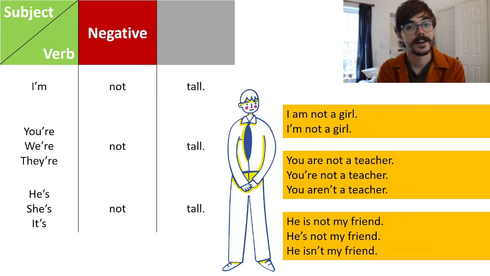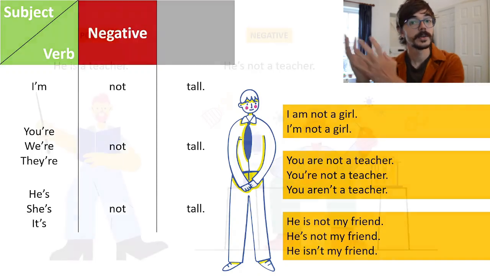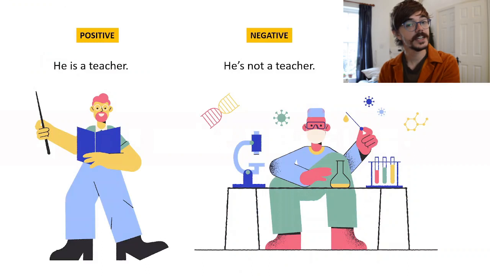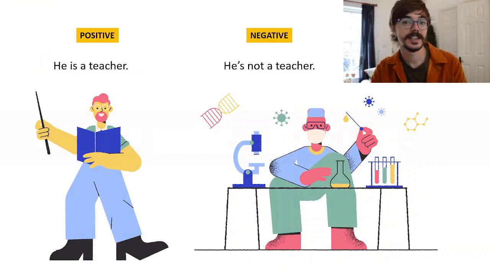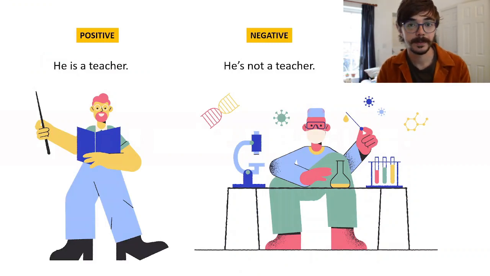He is not my friend. He's not my friend. Or he isn't my friend. Again, we can combine he and is to he's, or is and not to isn't. And the meaning is exactly the same. So a positive sentence, he's a teacher. And the negative sentence, he's not a teacher. Or he isn't a teacher. So we've looked at how to make a positive and a negative sentence in the present simple.